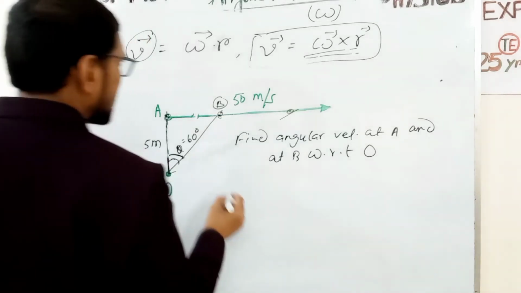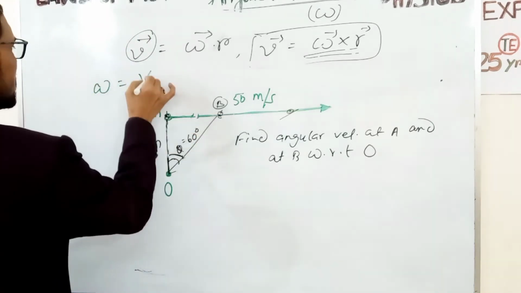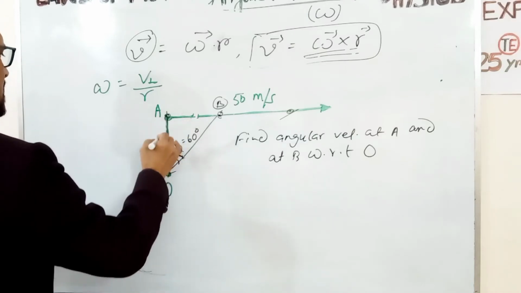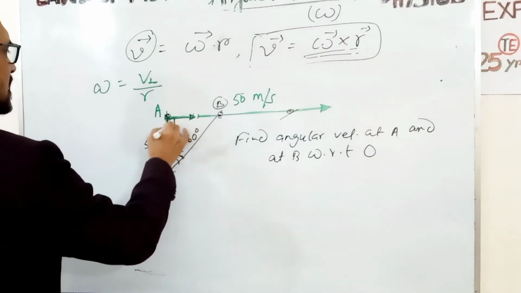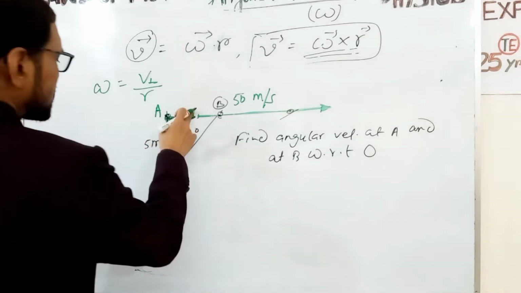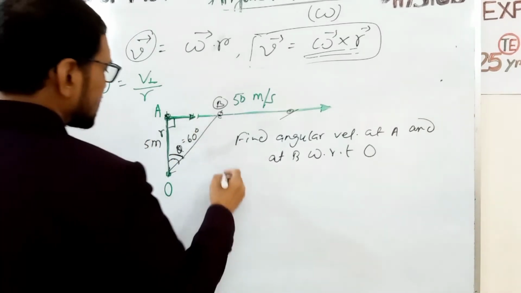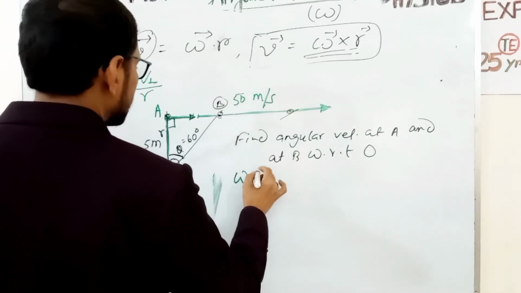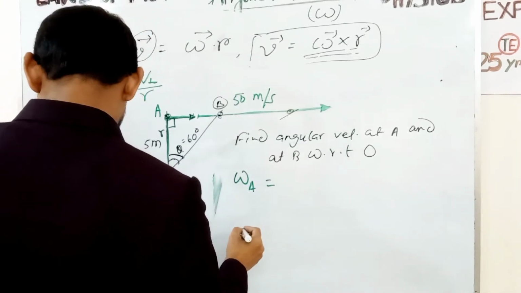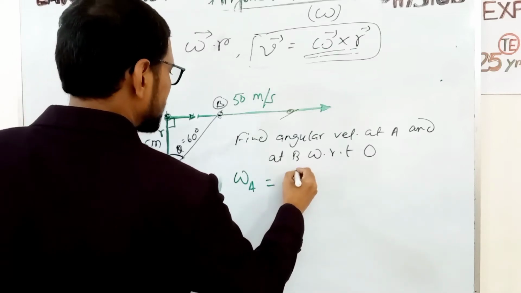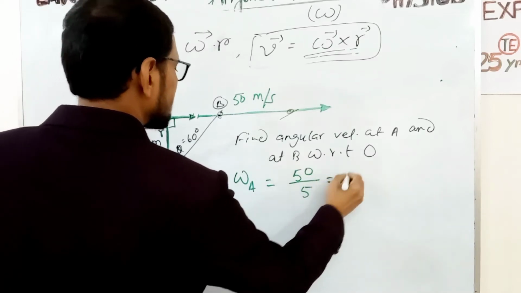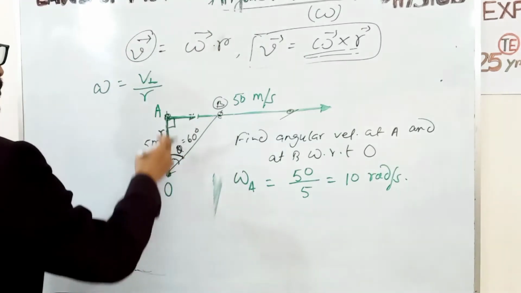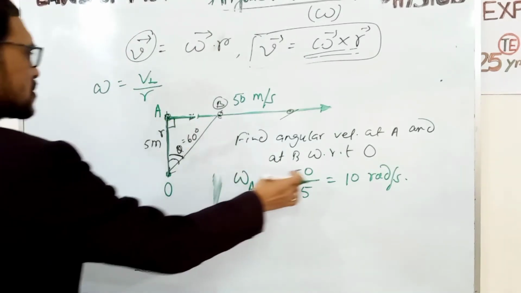So we define angular velocity equal to the perpendicular component of velocity divided by the distance. This is the distance r, and this is the velocity. When the particle is here, velocity and radius are completely perpendicular. So the angular velocity at A equals v by r, that is, v is 50 and r is 5, so it is 10 radian per second. This velocity and this radius are completely perpendicular, so we take this.